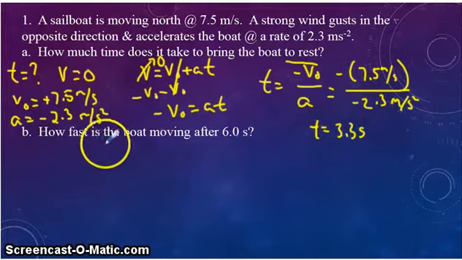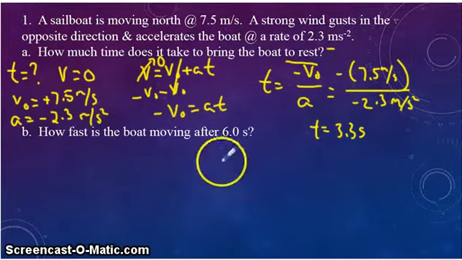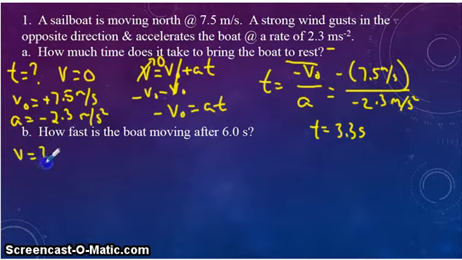Now, if we want to know how fast the boat is moving after 6 seconds, well, the wind continues to blow. So if the wind continues to blow and continues to accelerate it at 2.3 meters per second squared, we expect it to be moving in the opposite direction. So now we're asked for a new final velocity.